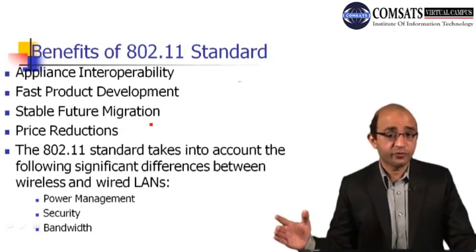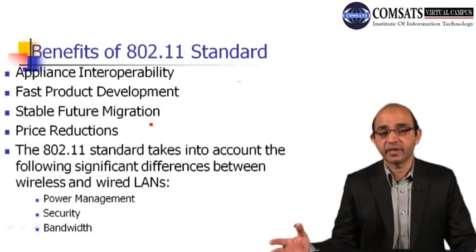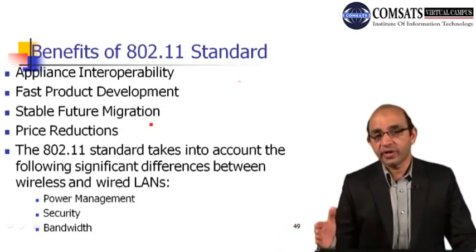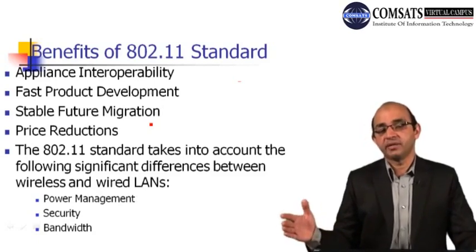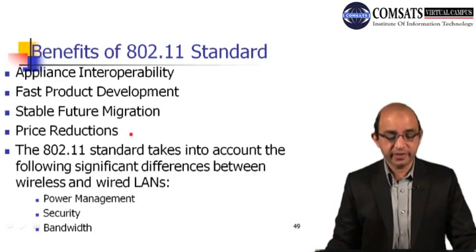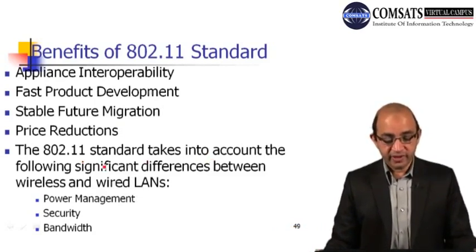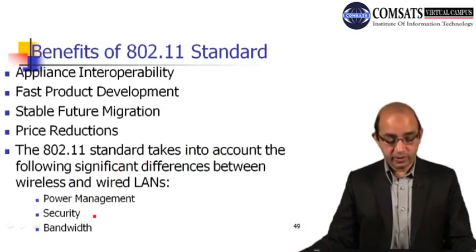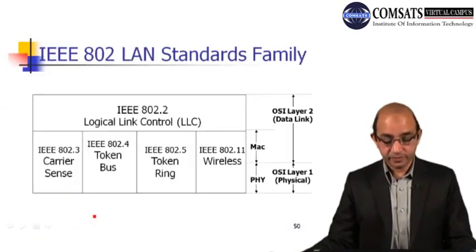For example, if we are going to move from 1 megabit per second to 2 megabit per second, your device should be capable of handling the 1 megabit stream also. Of course, as a result, prices are reduced. It takes into account the following significant differences between wireless and wired LANs: power management, which is the key issue, security, and the data rate that is correlated with the bandwidth.